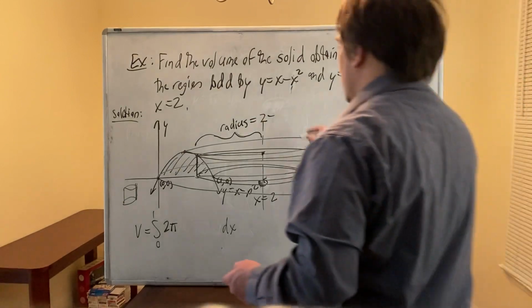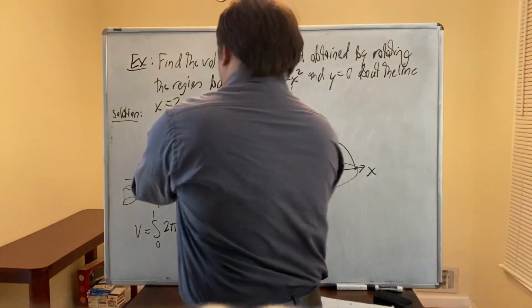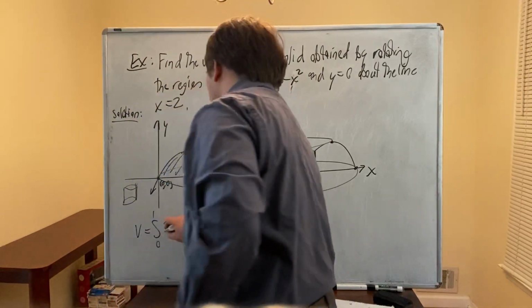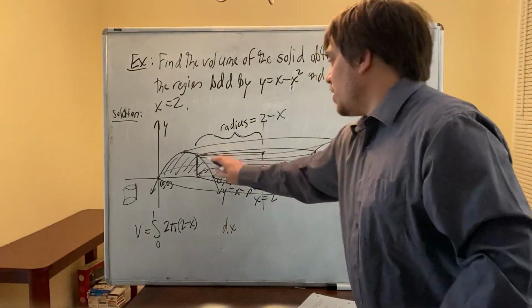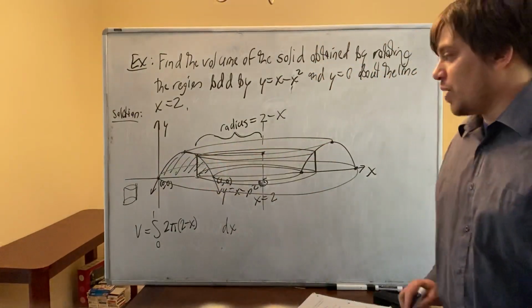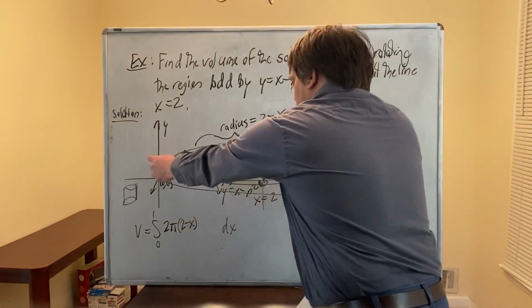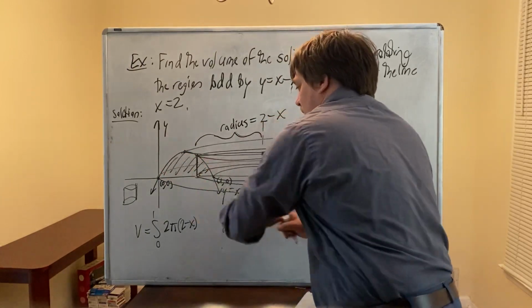Well, so it's just 2 minus x, okay? That's the x distance, x. So 2 minus x is the radius. So 2 pi times the radius, 2 minus x, 2 pi r is the circumference of the circle. So the circumference of the circle that makes up the cylindrical shell is 2 pi r. And the radius of the cylindrical shell, excuse me, is 2 minus that x distance, so it's 2 minus x.